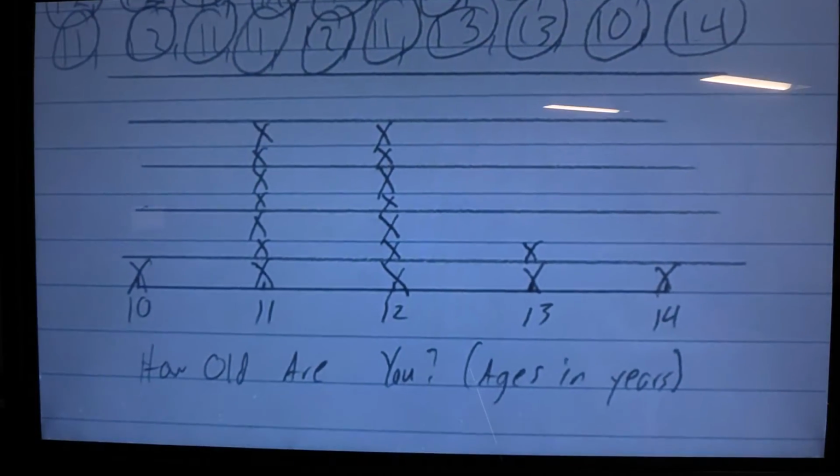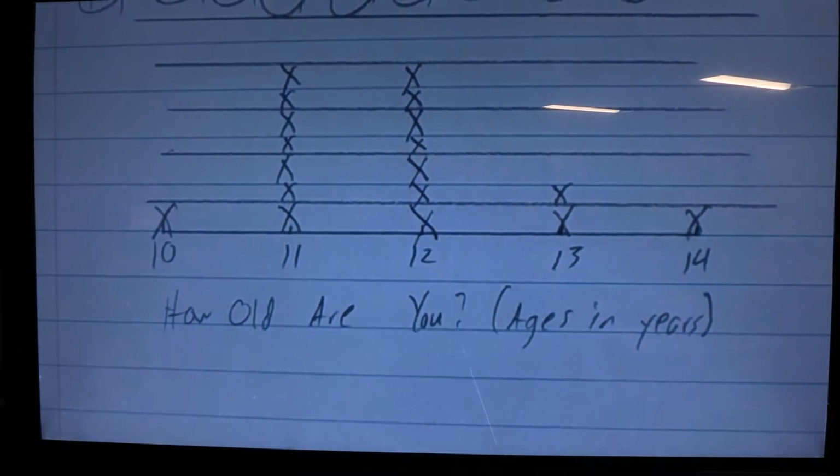So when I show my dot plot, it's very quick to see that most of the kids in my 6th grade classroom are 11 and 12 years old. I can see that very quickly.